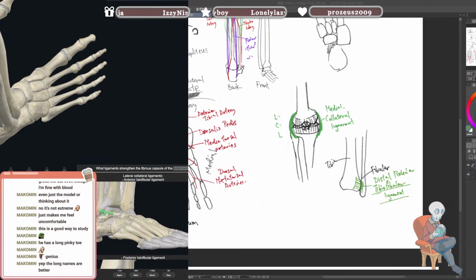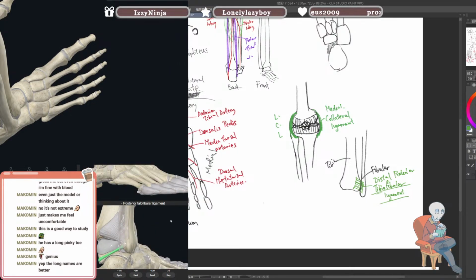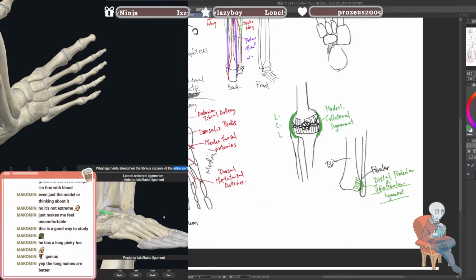Right. And who called me? Oh, it's an email. Anyway, there are so many ankle joint ligaments. So many of them.